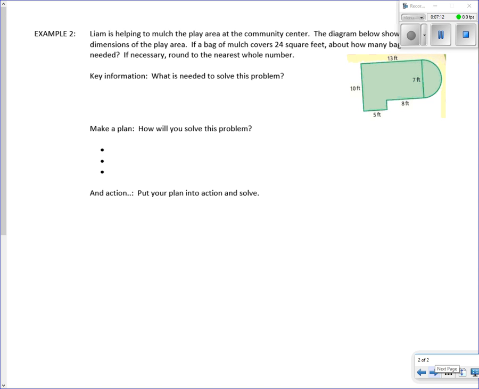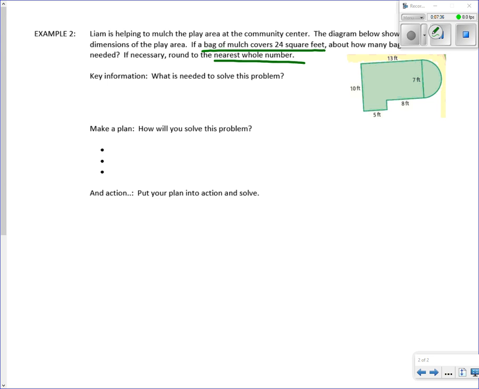Okay, number 2 says, Liam is helping to mulch the play area at the community center. The diagram below shows the dimensions of the play area. If the bag of mulch covers 24 square feet, about how many bags are needed? If necessary, round to the nearest whole number. Okay, so it gives us some information. We know that a bag of mulch covers 24 square feet, and we can round to the nearest whole number.